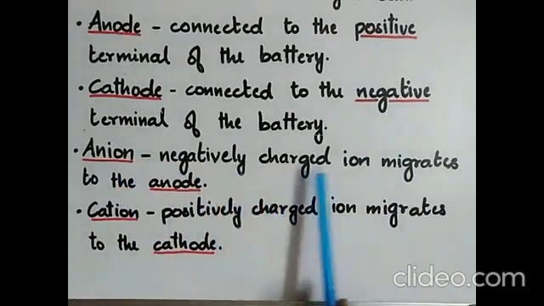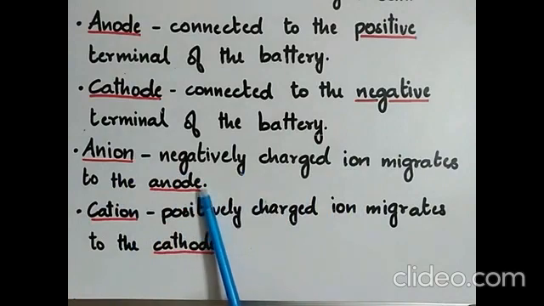Anion is a negatively charged ion, therefore it moves toward the anode, which is a positive terminal. Cation is a positively charged ion, so it moves toward the cathode. Cathode is a negative terminal of the battery.